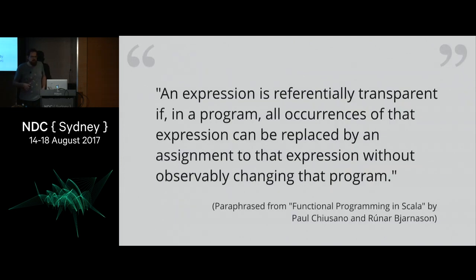So, big quote time. An expression is referentially transparent if in a program, all occurrences of that expression can be replaced with assignment to that expression without observably changing the program. Paraphrased from Functional Programming in Scala by Paul Chiusano and Runar Bjarnason. So all occurrences of that expression, like that double 100, across the entire program can be replaced by a reference to it, like using the variable instead, without us being able to tell from the outside.